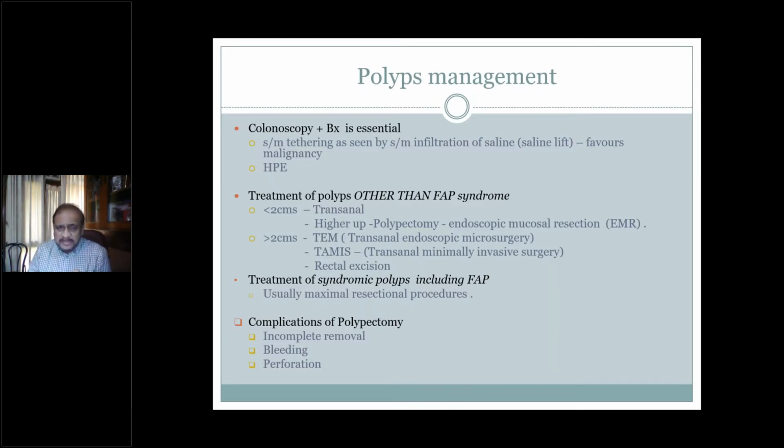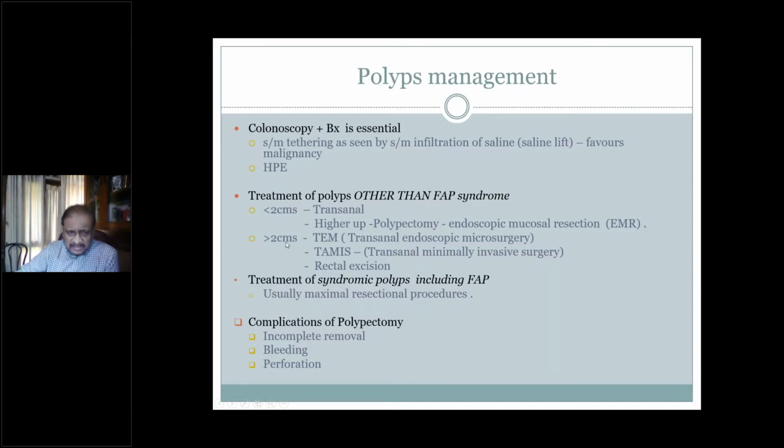So treatment of polyps other than syndromic, not only FAP, other syndromic. That means if you have a polyp without any demonstrable syndrome, what do you do? Less than 2 centimeters, do a transanal approach, or higher up, you do a polypectomy with endoscopic mucosal resection, right? So both can be done colonoscopically. So transanal or endoscopic mucosal resection higher up.